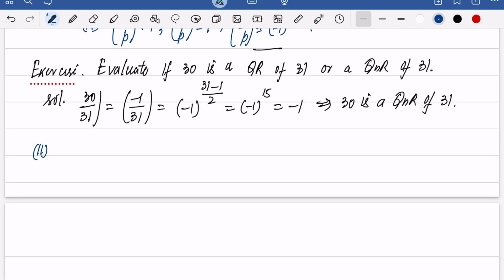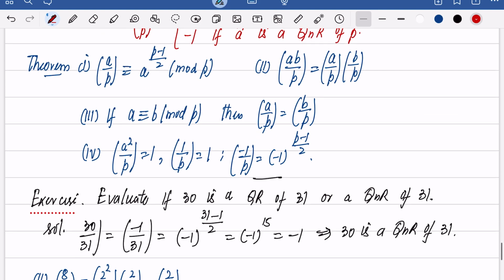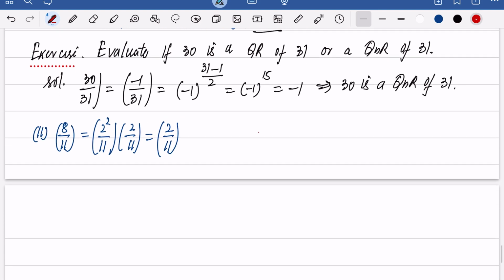Now let's take up the second exercise. Evaluate (8/11). Now by definition this is equal to (2^2/11) times (2/11). Now (2^2/11) is equal to 1 because (a^2/p) is always equal to 1. So this is just equal to (2/11). Now for this (2/11), we can use this first part, (a/p) is congruent to a^((p-1)/2) mod p. So we need to evaluate this 2^((11-1)/2). If this is 1 or -1, accordingly we can say this 8 is a quadratic residue or quadratic non-residue.